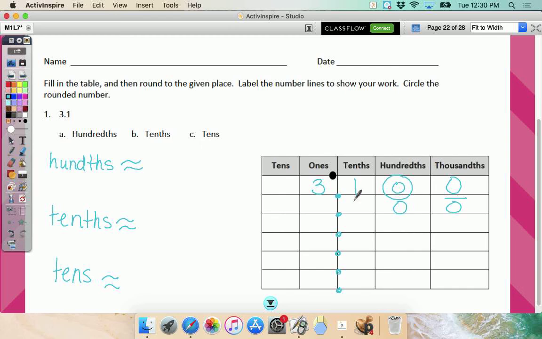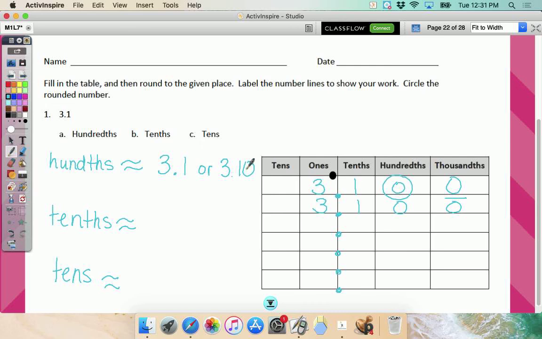Now I want to talk about how to write it though. Okay? If I'm rounding to the nearest hundredth, I would probably need a digit in the hundredths place. Okay? So the best way to write this would be 3.10. However, you know enough about math to know that 0 doesn't change the value. So I would accept either one of those as an answer. Okay? 3.1 or 3.10.